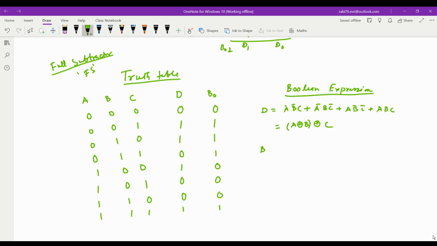And the borrow B0 will be, of course, here also 4 terms are there. The first one is A bar B bar C, plus A bar B C bar, plus A bar B C, plus A B C. Now you add up A B C all there, and if you simplify this, it will be A bar B plus A bar C plus BC. So this term will be there.